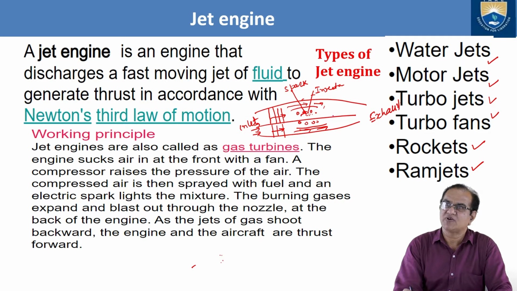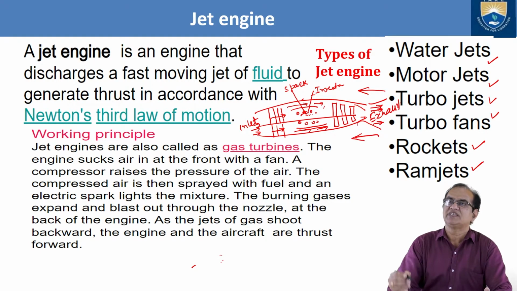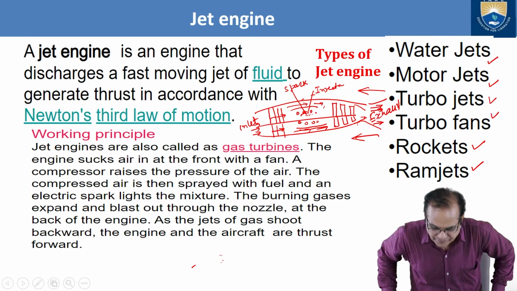These burned gases will go and hit the turbine blades. Here the expansion will take place. Gases will expand and this will give a very high velocity, and there is a nozzle and this will give a high velocity exhaust and your aircraft will move opposite to this. This is the principle of the turbojets.